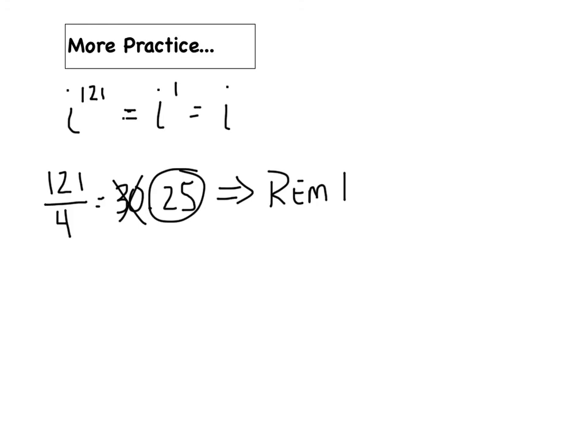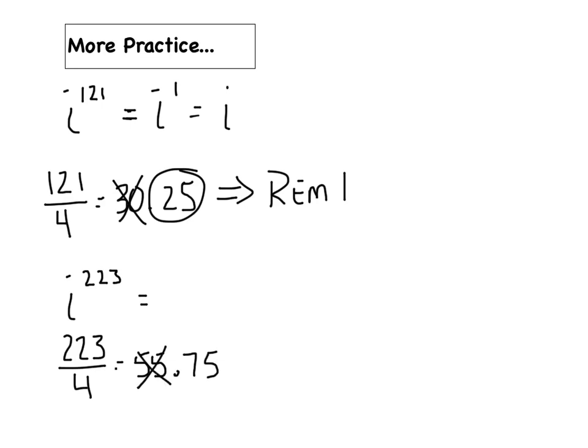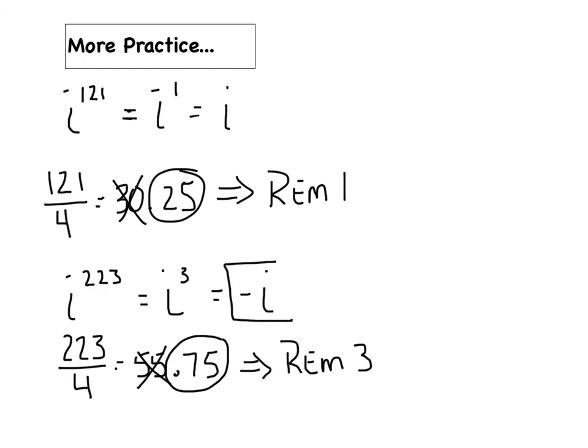All right, let's try another one. Here's a great one. Let's go ahead and hit the pause button on this one. Let's do i to the 223rd power. Go ahead, hit pause. Try this one on your own. See if we get the same thing. So on my calculator, I did 223 divided by 4, and the calculator said that that's going to be 55.75. Throw away the 55. What does the 0.75 mean to you? That means that the remainder is 3 units. Okay, so i to the 223rd is really i to the 3rd, and according to the wheel, i to the 3rd is -i. So there's my final answer.